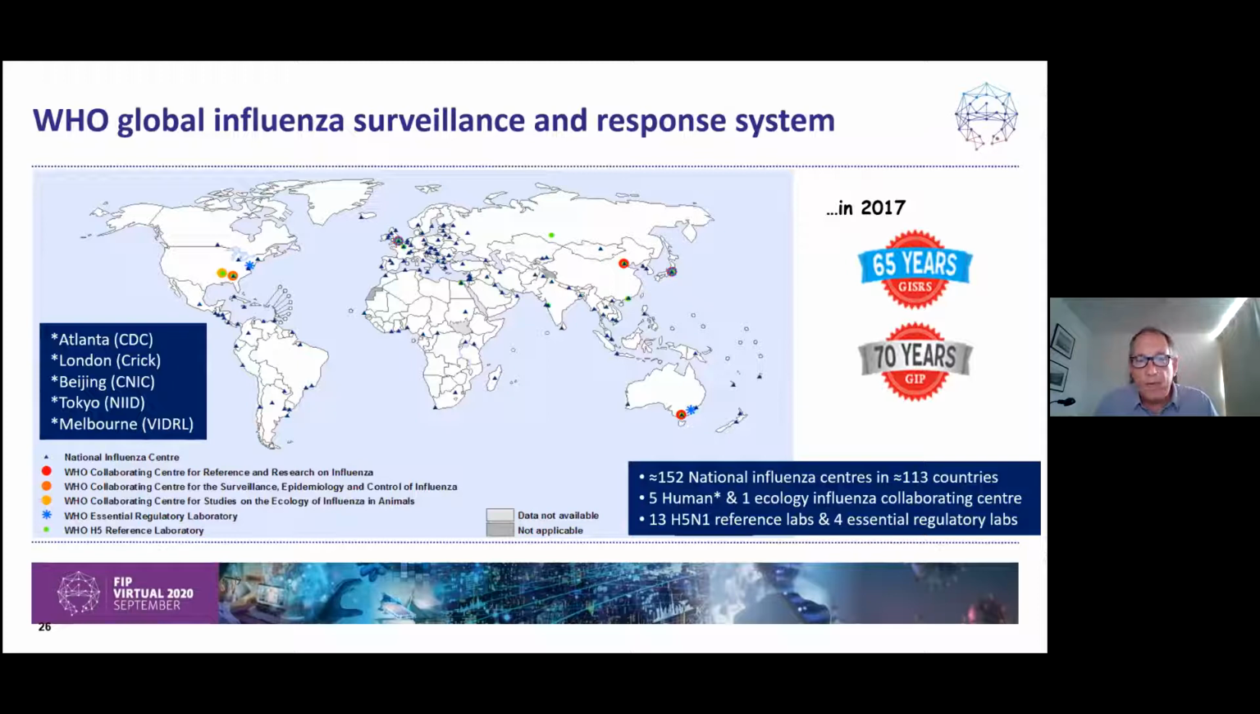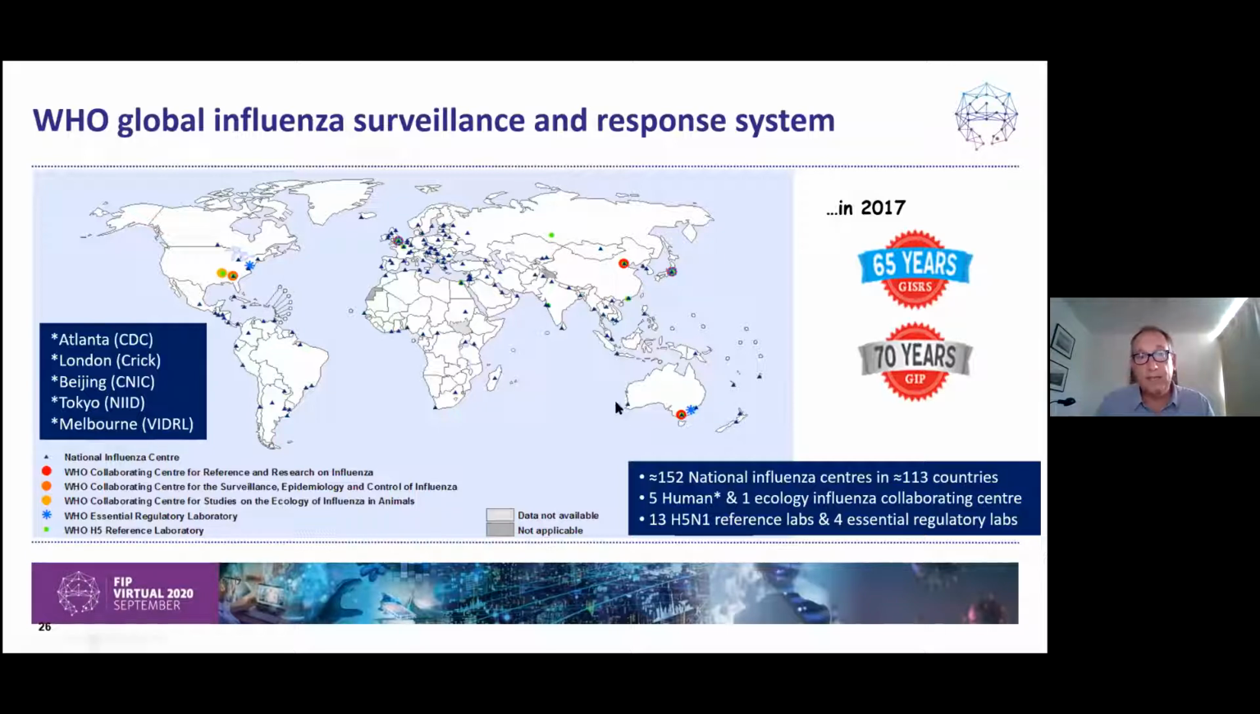Given the way flu viruses can transition from animal to human populations, there is also an ecology influenza collaborating centre that looks at the animal circulation, zoonotic components. And there are also reference laboratories and what are called essential regulatory laboratories that support the WHO with preparing the strains into candidate vaccine viruses, vaccine strains, the critical reagents that we need to support vaccine manufacture and release, and all of the components for regulatory submissions.